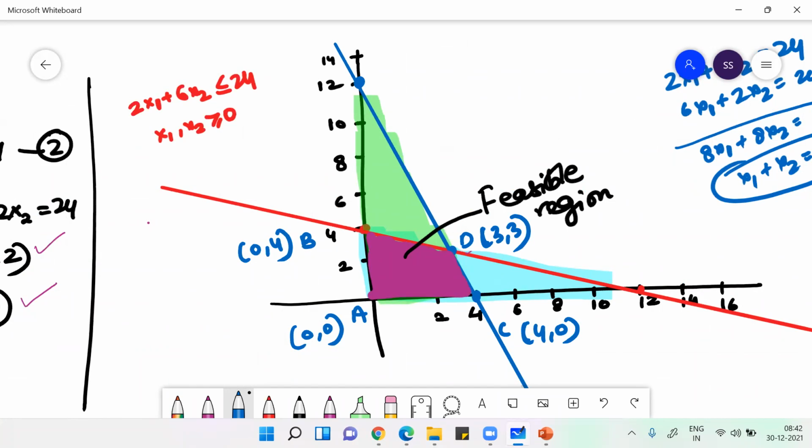So this is your feasible region. What is basically a feasible region? Feasible region is the region which is common between the two lines. You're getting me right? I'll end this question to end the class. Till here, anyone have doubt?